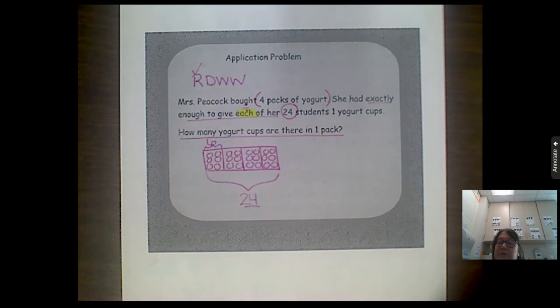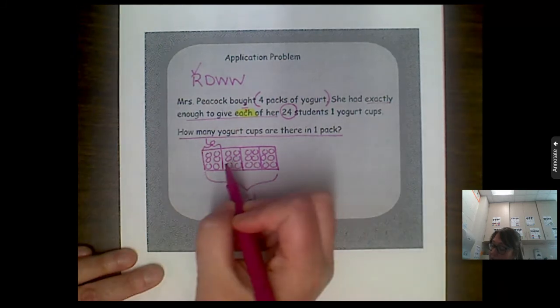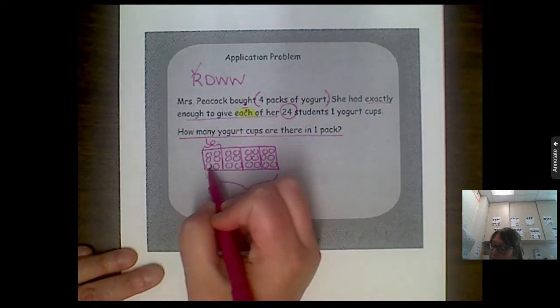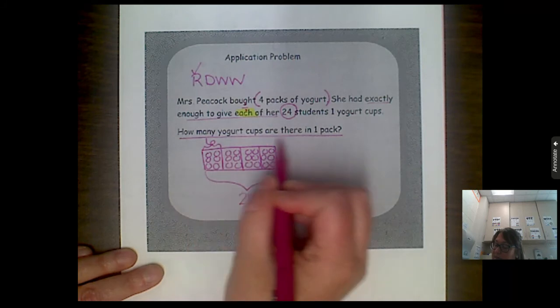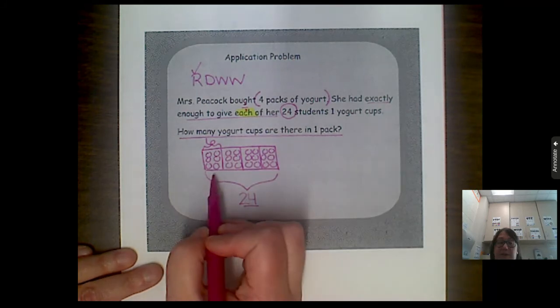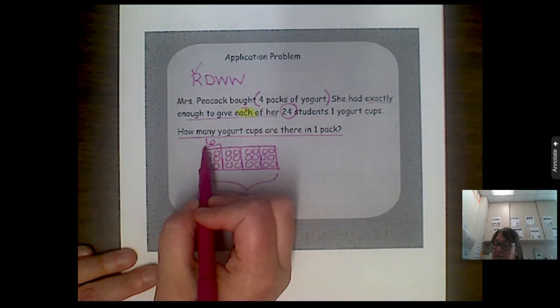You're welcome to do that for any of it, okay? Just make sure that you always come back and check it out, okay? All right, so we had 4 groups with 6 in each group. So it says, how many yogurt cups are there in one pack? Well, each pack has 6. Okay, but let's see what else we have.